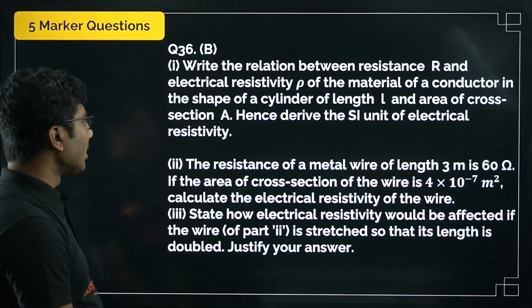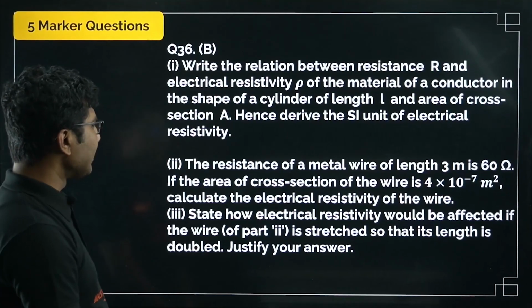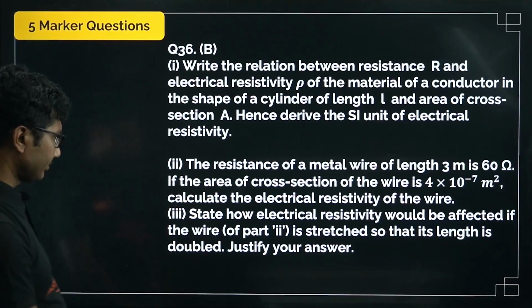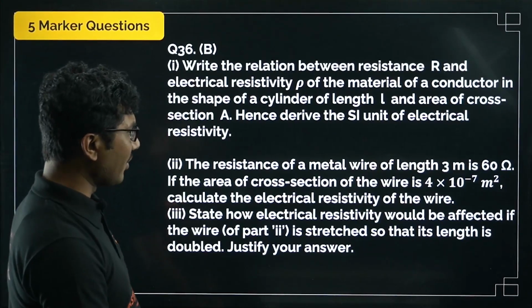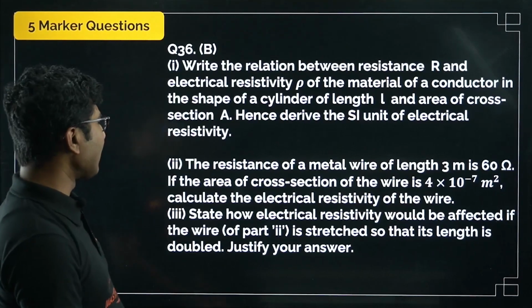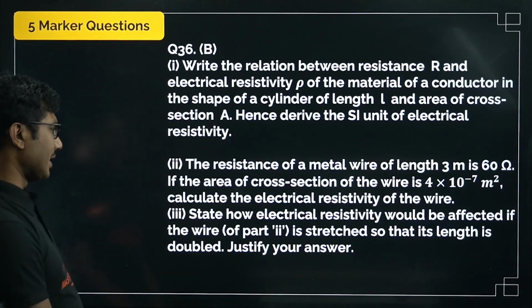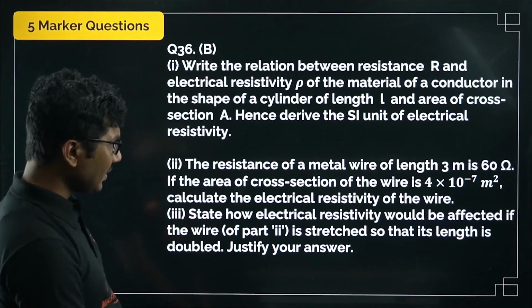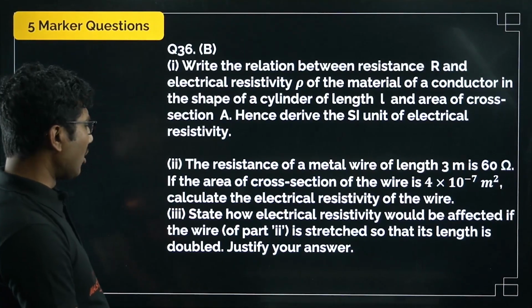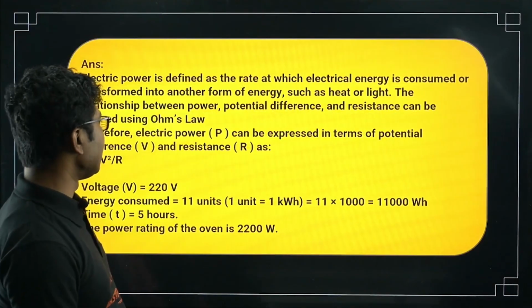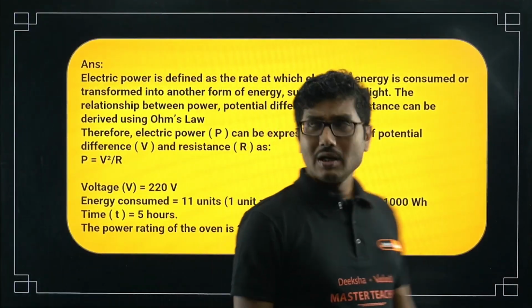Not sure, it is not mentioned in this question paper. The resistance of a metal wire of length 3 meter is 60 ohm. If the area of cross section of the wire is 4 into 10 to the power of minus 7 meter square, calculate the electrical resistivity of the wire. State how electrical resistivity would be affected if the wire of part 2 is stretched so that its length is doubled. Justify your answer. Let's see the answer for the first part.